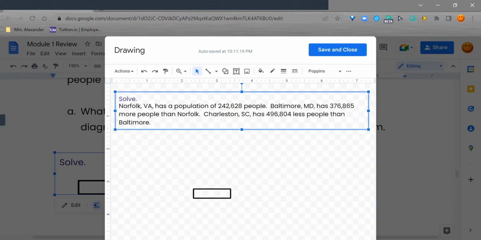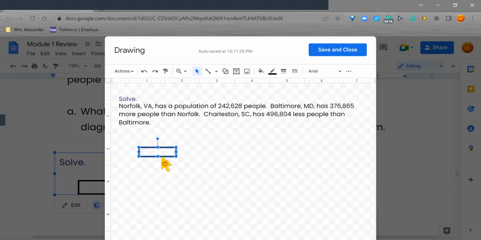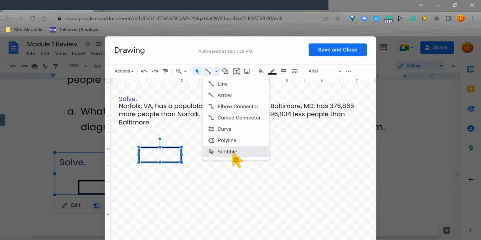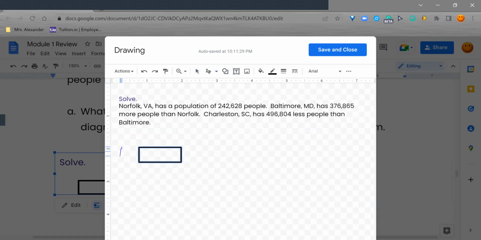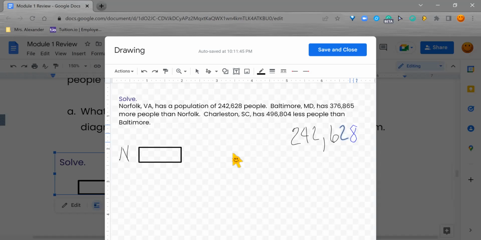So we're going to use a tape diagram. So I'm going to make this just a little bigger, you guys. So this one right here, I'm going to go to my scribble. I'm going to write N for Norfolk. And then right over here, I'm going to do 242,628. But we now need to know Baltimore.